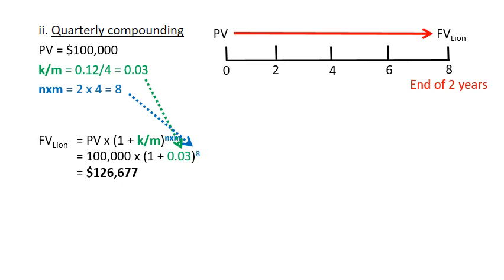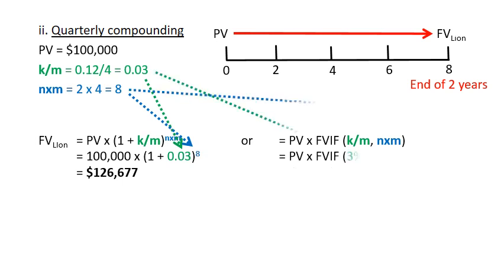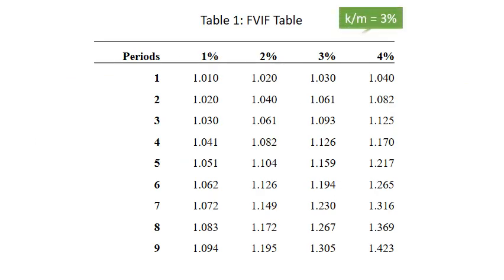That's for method 1. Method 2, same thing, slightly different, is K divided by M, comma, M times N. You substitute these figures in: 3% and 8 periods. So refer to the FVIF table. You know K divided by M is 3%, and M times N is equal to 8.